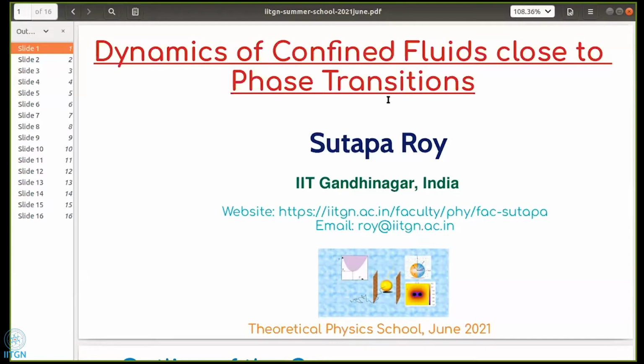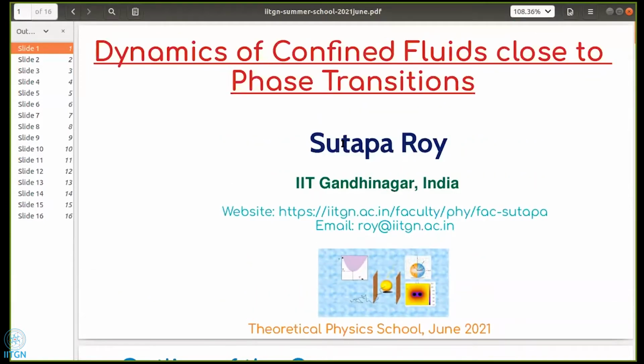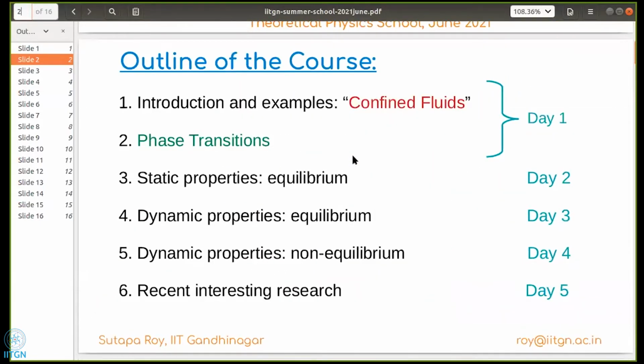The plan of the talk is the following. Just 1 minute, please. Are the slides okay, Sudipta, or is it not in the full screen mode? I think it's okay. I think it's full screen, right? It is clearly visible. Okay. Fine.